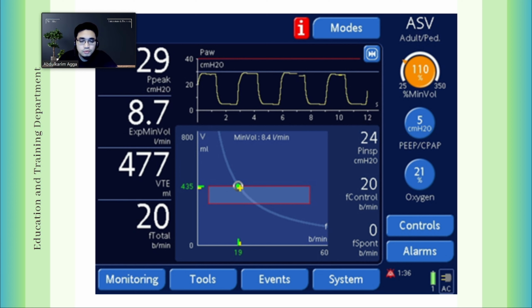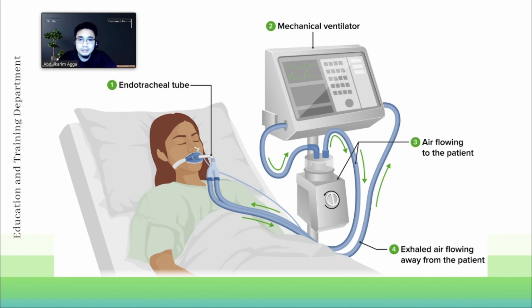I don't know if you have already seen one, but I think the most common type of ventilator in the area is the Newport ventilator, which I will show you a picture of later on. This is how a ventilator looks, whether the patient is on an endotracheal tube or a tracheostomy. This is hooked to a mechanical ventilator, and usually there are two separate tubes, one for the air flowing to the patient and one for the air being exhaled.